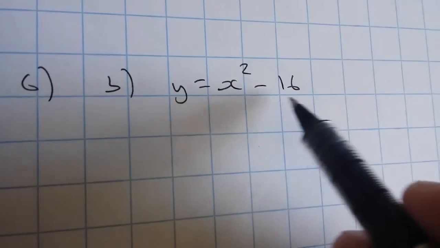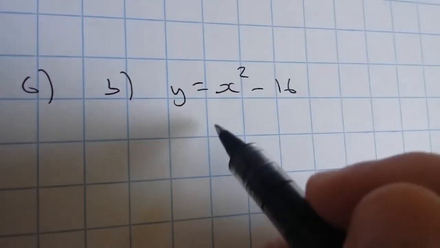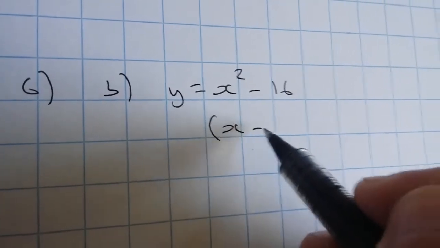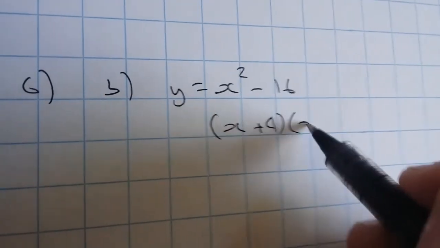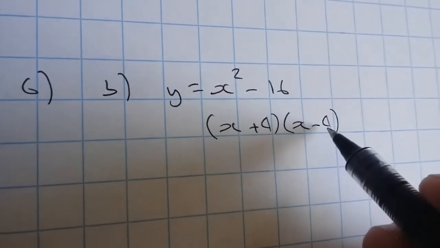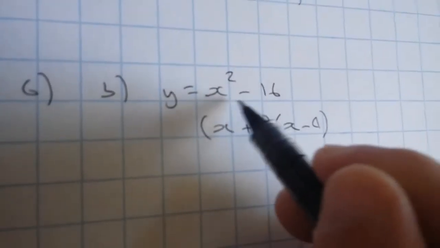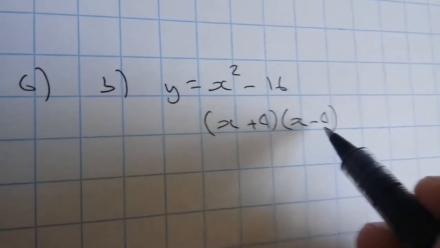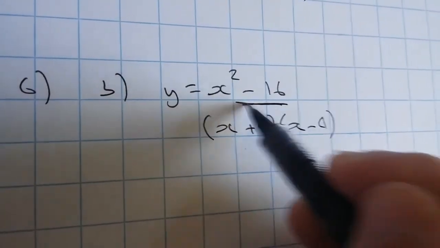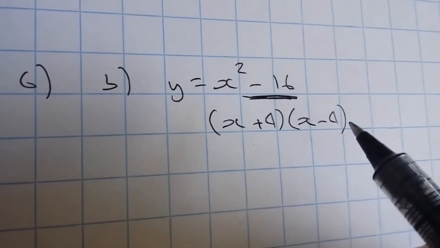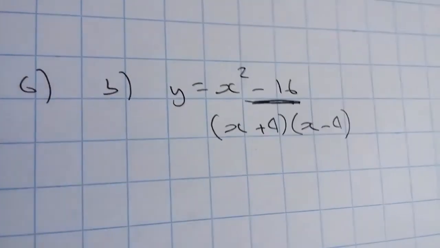When I've got no x term, remember, this is what we call the difference of two squares. This is x plus 4, x minus 4. Because this will give me minus 4x, this will give me plus 4x, so I've got no x values. Plus 4 times minus 4 gives me the minus 16. So look out for that. You've got that as well in part C of this question.